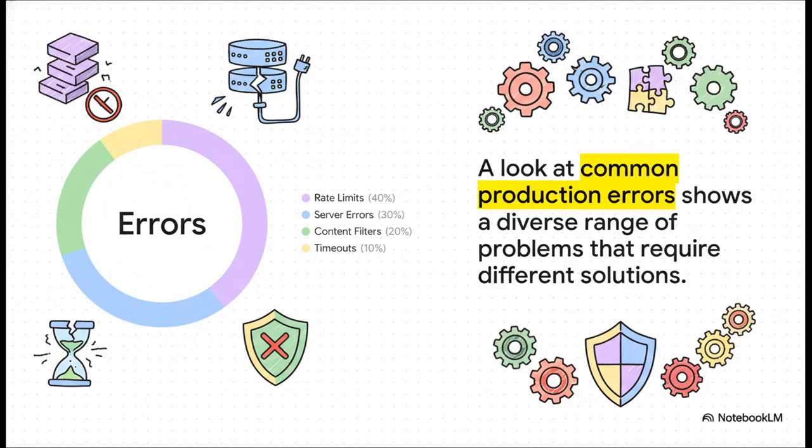So why do we need all these different defenses anyway? Well, just look at the kinds of errors that actually pop up. A massive 40% are just from hitting API rate limits. Another 30% are vague server errors. Then you have content filters and timeouts. The point is, there's no single silver bullet because the problems themselves are so different.